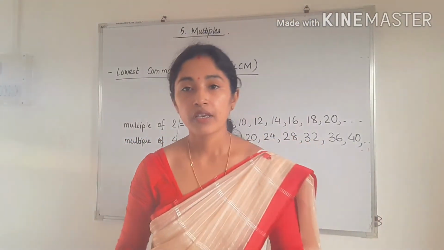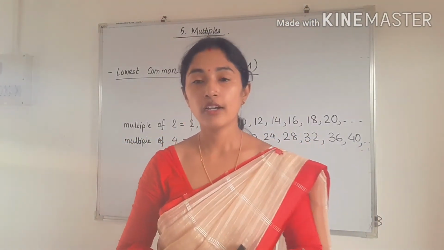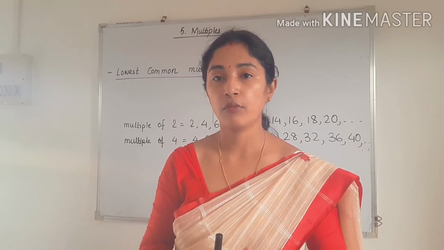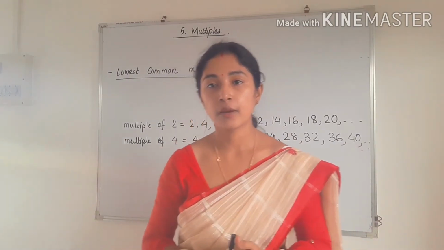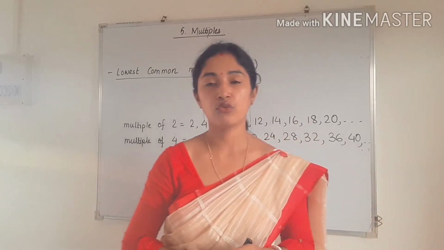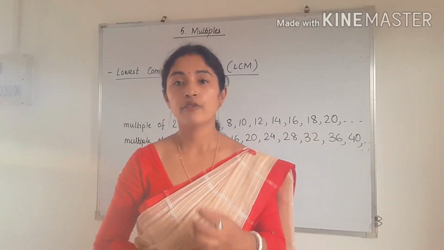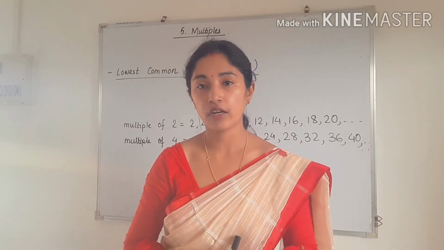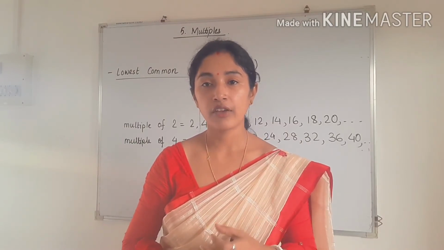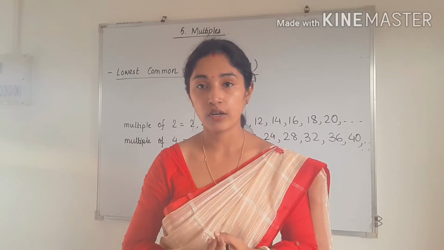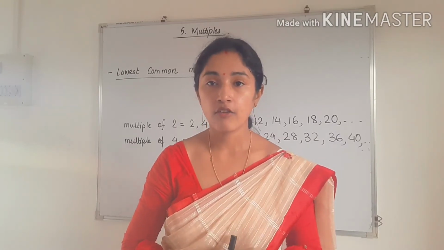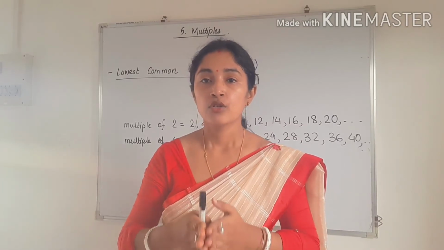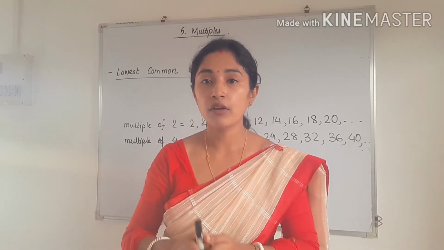The next topic is LCM. LCM is called lowest common multiple. So how to find the lowest common multiple? Like in the last chapter, first of all we have to find the factors of two numbers, and then we have to find the highest common factor. That means amongst the factors we have to find the highest one. That was the HCF. And in this particular chapter we have to find the LCM. So LCM is lowest common multiple.